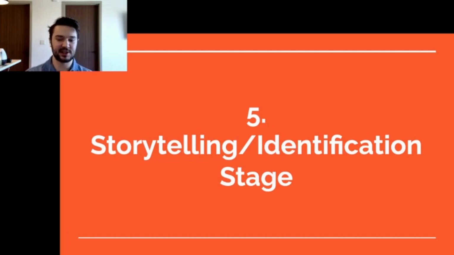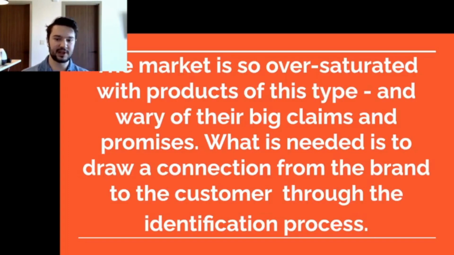Lastly, the fifth stage is the storytelling, the identification stage. This is the highest level of market sophistication, where it becomes the hardest to really sell, right? The market is so oversaturated with products of this type, and they're very wary of big claims and promises. So now what's needed is you need to draw a connection from the brand to the customer through the identification process. And that's just one of the solutions.